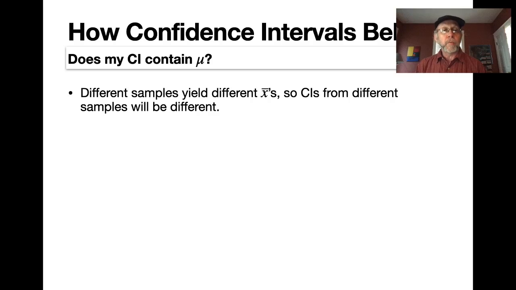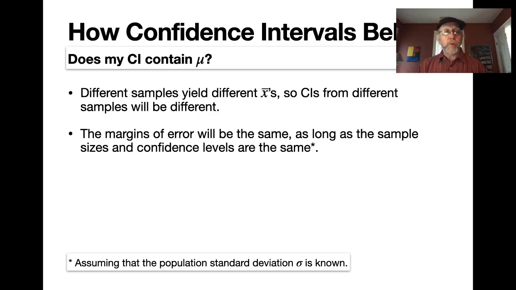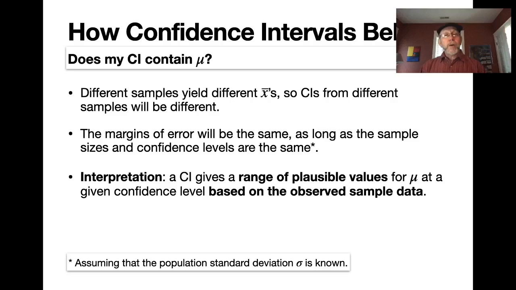Different samples yield different sample means, and so the confidence intervals from different samples will be different. The margins of error will be the same as long as the sample sizes and confidence levels are the same. This is true, by the way, because we're assuming the population standard deviation sigma is known. And so how do we interpret this? Well, Jack and Jill both can be 95% confident that the mean is in their confidence intervals.